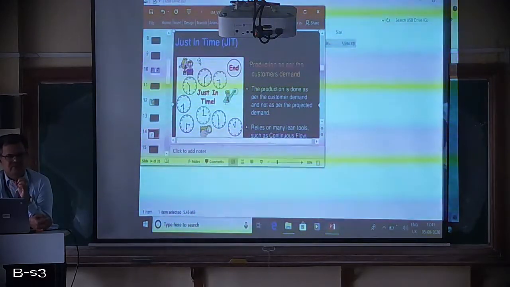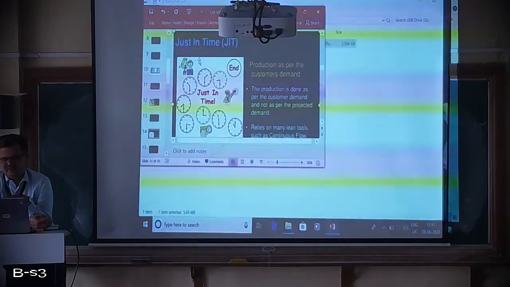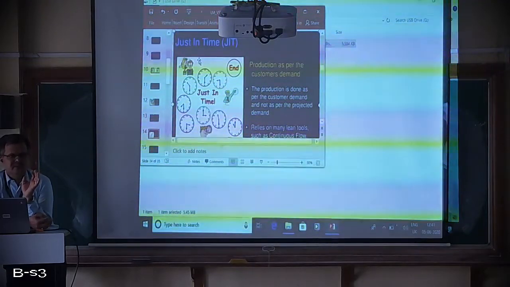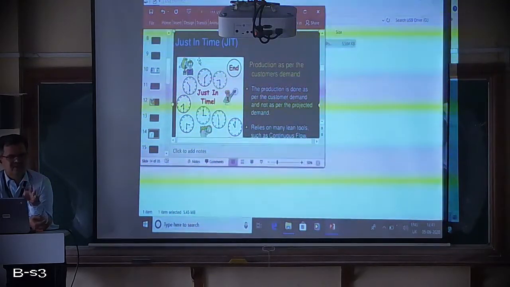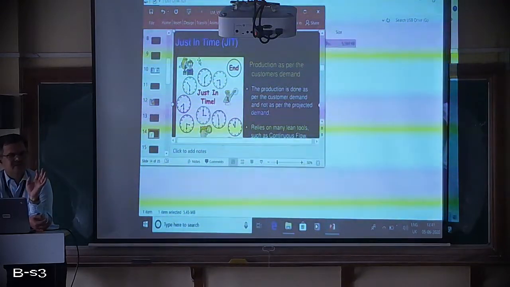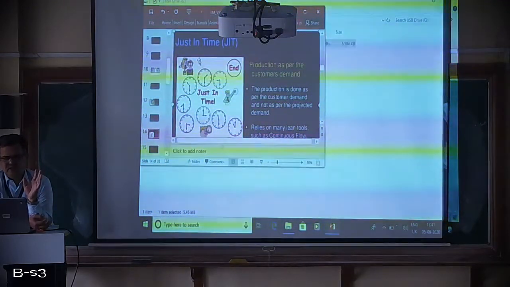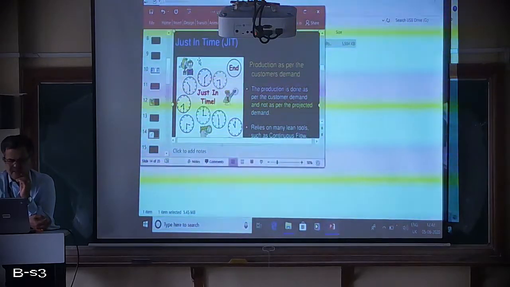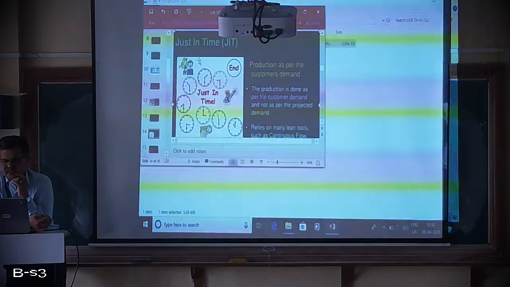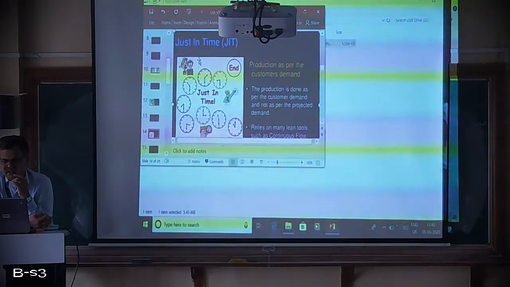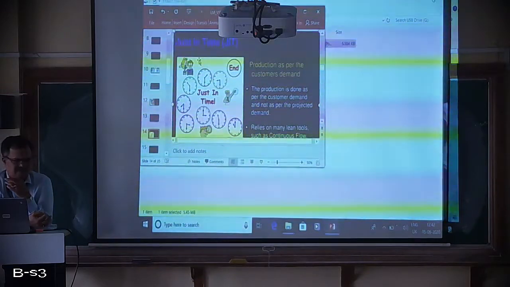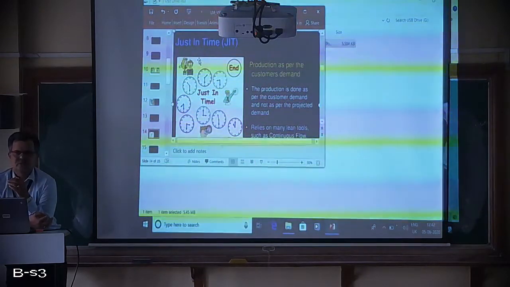The customer is going to demand the product. So we can say production as per the customer demand. The customer is not going to wait, and the product, anything manufactured, goes directly to the customers. So nothing is going to wait here. Production is done as per the customer's demand and not as per the production demand. Normally they do forecasting. They project the demand.